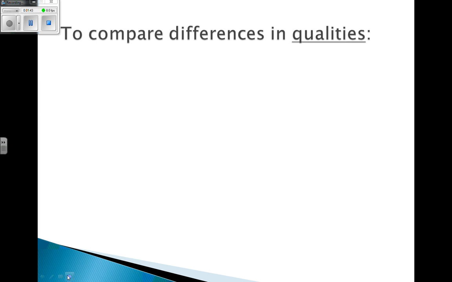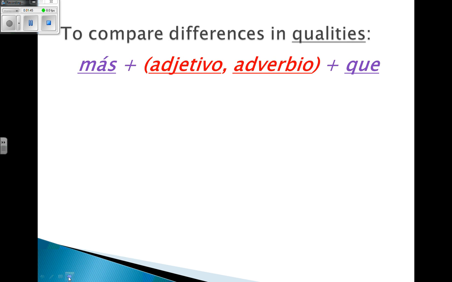We use them to compare differences in qualities. So what does that mean? We're going to use the word más again with an adjective or an adverb plus que.